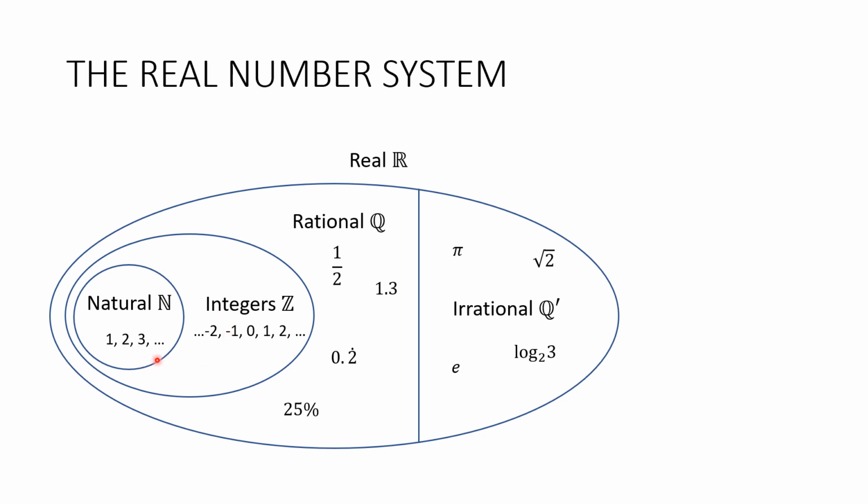Now, you do need to know these symbols. The symbol for natural numbers is a funny-looking N. For integers it is Z. For rational numbers it is Q. For irrational numbers, we write a Q with a bar next to it. And the symbol for real numbers is R.